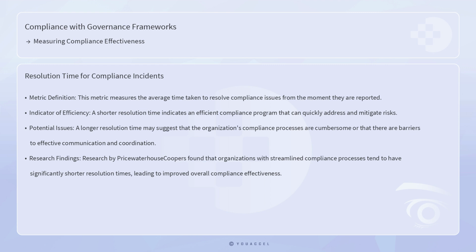Another important quantitative metric is the resolution time for compliance incidents. This metric measures the average time taken to resolve compliance issues from the moment they are reported. A shorter resolution time indicates an efficient compliance program that can quickly address and mitigate risks. In contrast, a longer resolution time may suggest that the organization's compliance processes are cumbersome or that there are barriers to effective communication and coordination. Research by PricewaterhouseCoopers found that organizations with streamlined compliance processes tend to have significantly shorter resolution times, leading to improved overall compliance effectiveness.